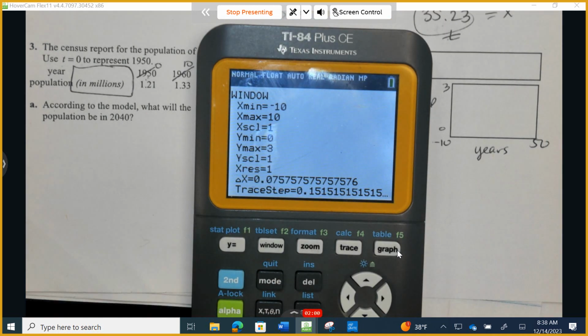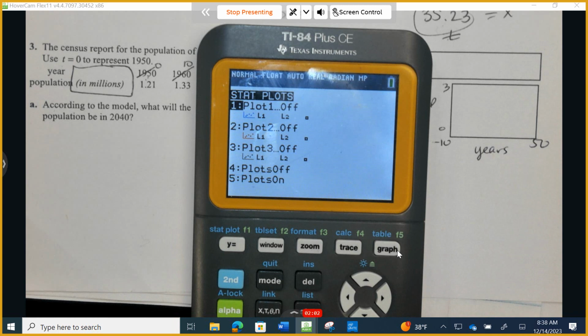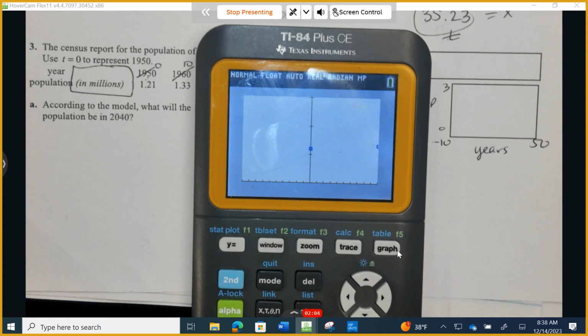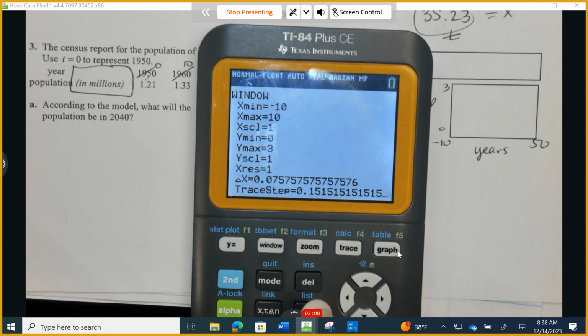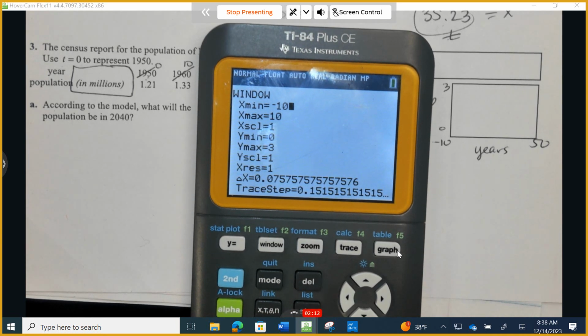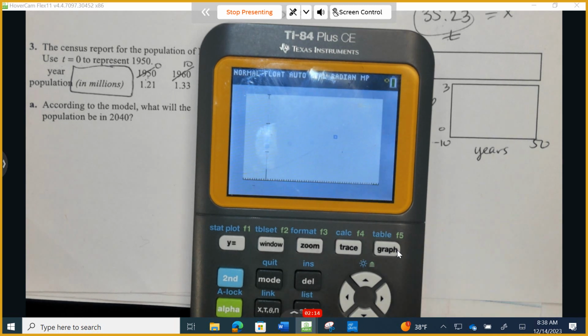And I need to turn on my scatter plot, so second y equals, and turn it on. And now I'm going to graph it. Oh, it looks like I did not adjust the x's, so I'm sorry. Let me change that here. We're going to go from -10 up to 50. Let's check now. Okay, I see it.